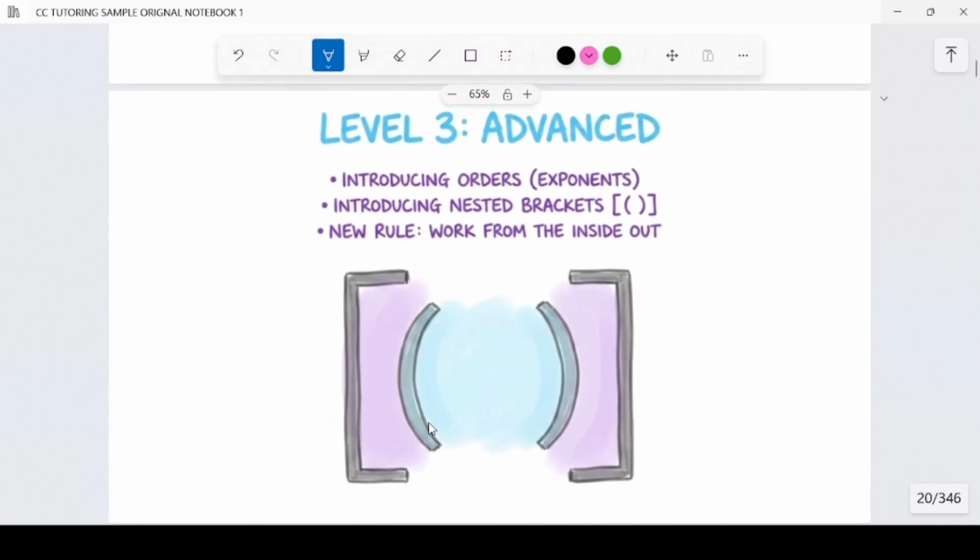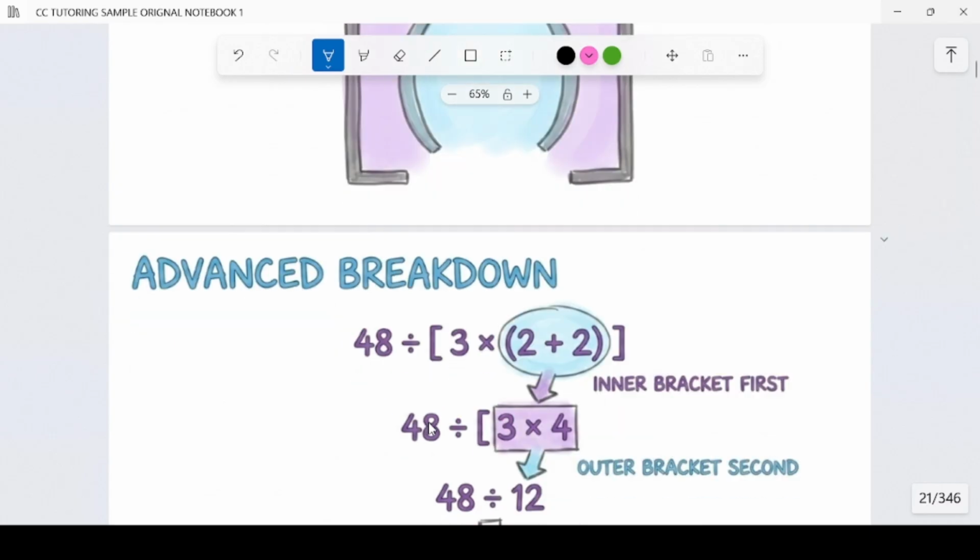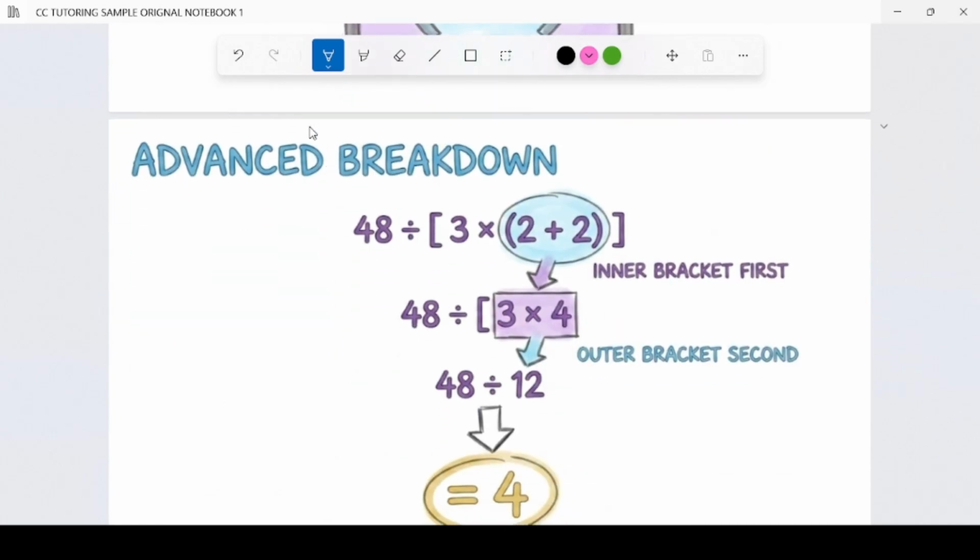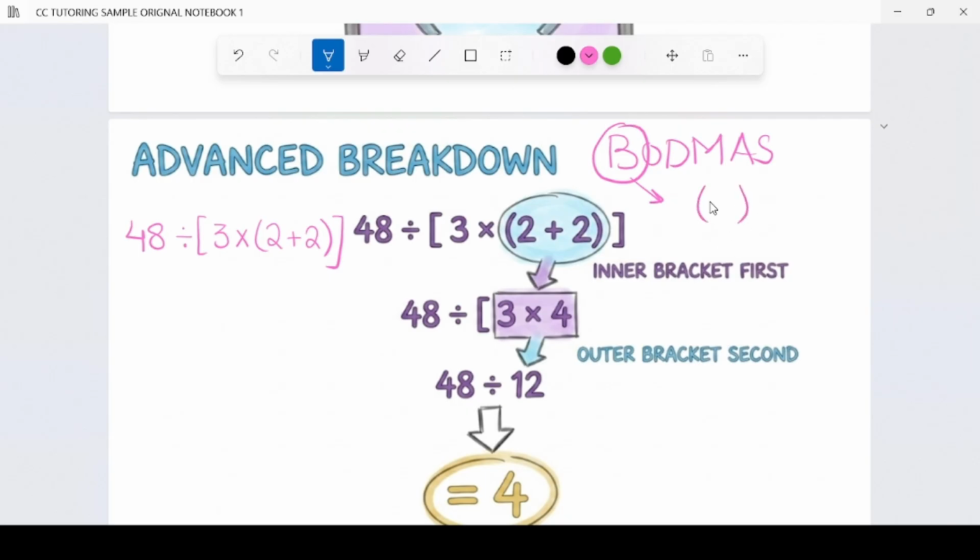So level 3, advanced level, where we have lots of brackets and lots of different operations. Now in this case, inner bracket, I have told you. Let me just write it again so that you know how all these questions work. These are advanced level. Multiply by bracket 2 plus 2 bracket this. According to BODMAS, we have to solve the bracket first. But which bracket? First comes the round bracket, then comes the square bracket, then comes the curly bracket.